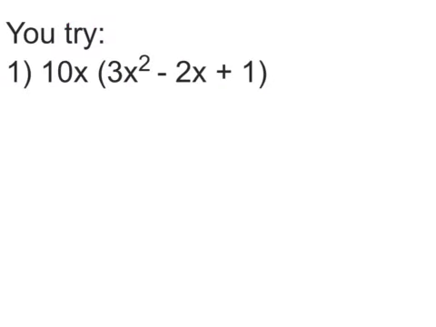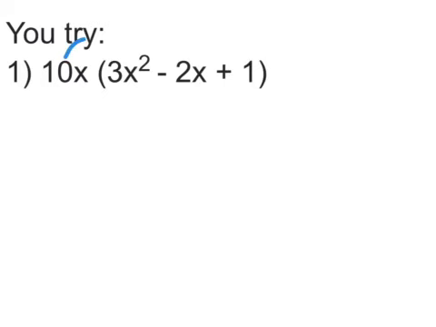So this is your first you try. So what I want you to do is I want you to pause the video, try it on your own, then come back and watch it to make sure that you have it correct. So we have 10x times the quantity of 3x squared minus 2x plus 1. So we're multiplying, so we're going to distribute the 10x to each term.